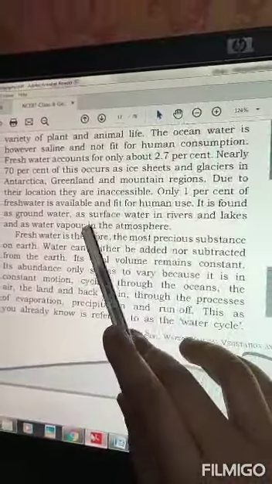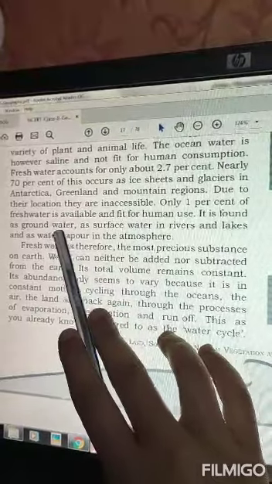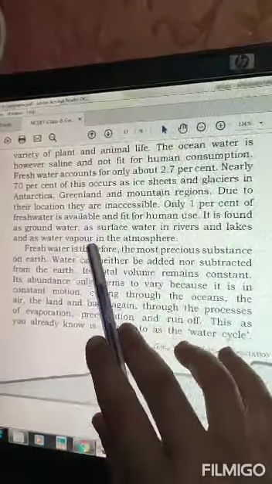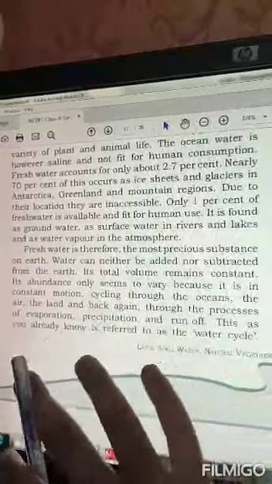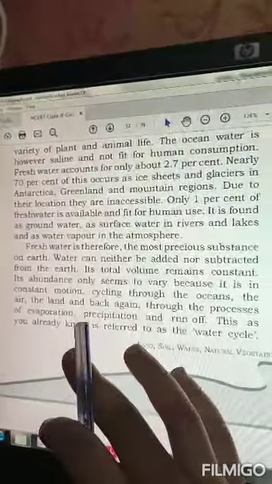That 1% water which we can use is found as groundwater, surface water in rivers and lakes, and water vapor in the atmosphere. So this fresh water is the most precious substance. We have to save it because we have only 1% to use.